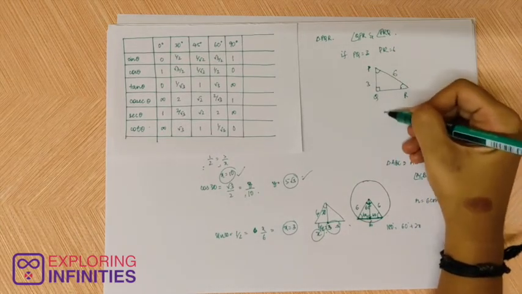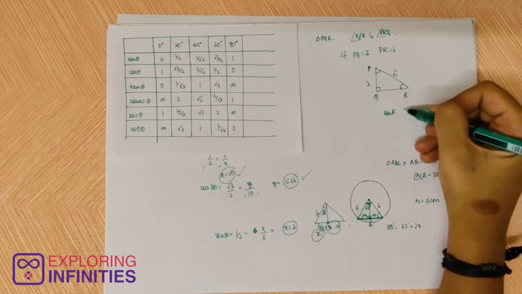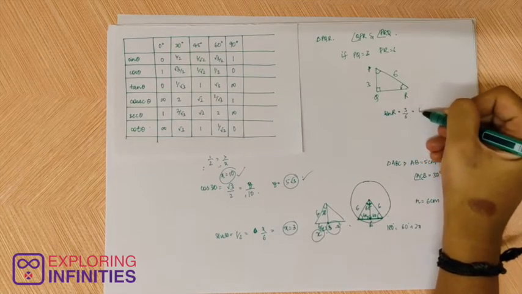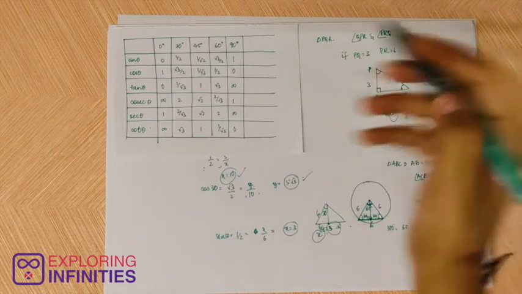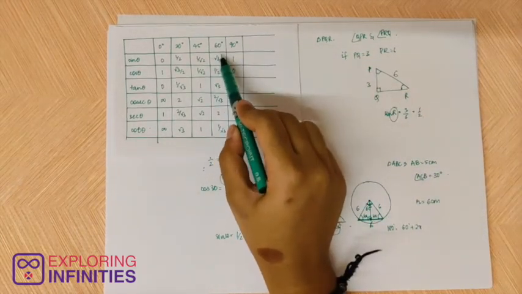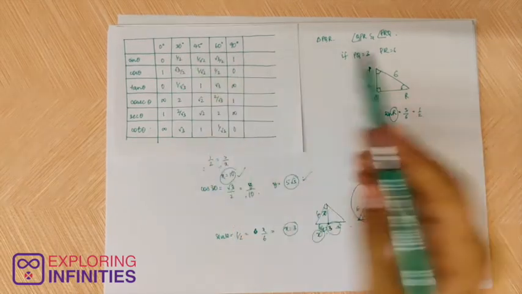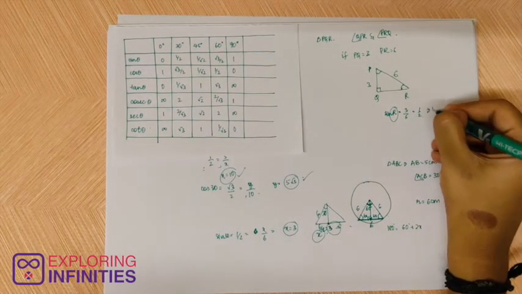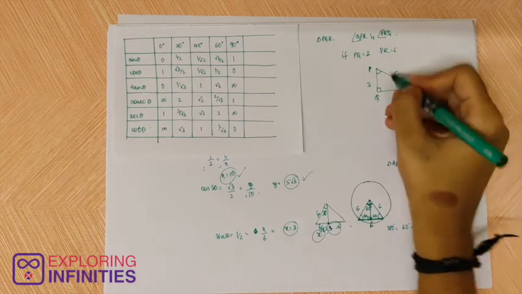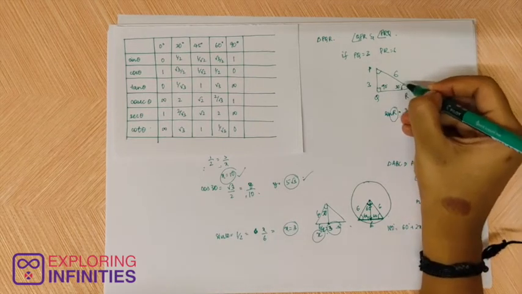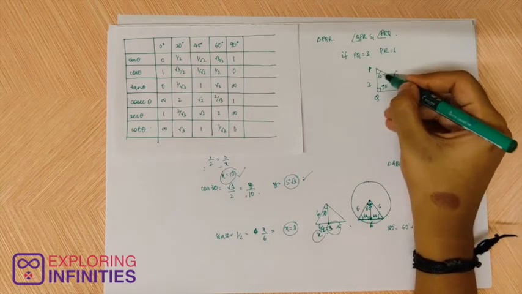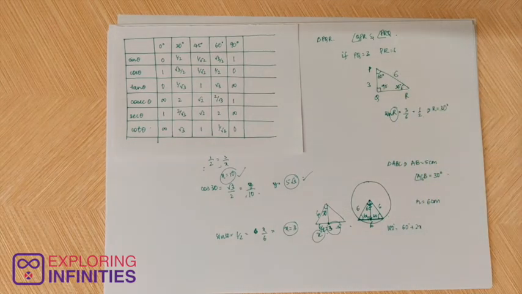So now let's take this as sine R is 3 by 6. That is 1 by 2. Sine R is 1 by 2. So R is 30 degrees. And if R is 30 degrees, we obviously know that sum of all angles is 180 degrees. So this is 60 degrees. So that is another way to solve.